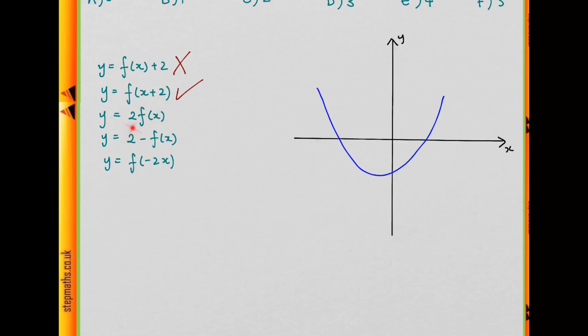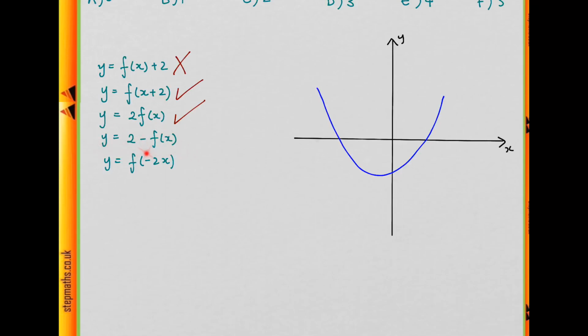Now for this third one, this is a stretch in the y direction by a factor of 2. But at these two places where f(x) crosses the x-axis, so f(x) is 0 on the original graph, when we stretch it, 2f(x) is still going to be 0. So where it crosses in the original graph, after we stretch, they're still going to cross. So this one would cross the x-axis in two places.